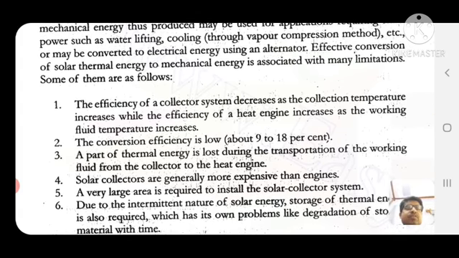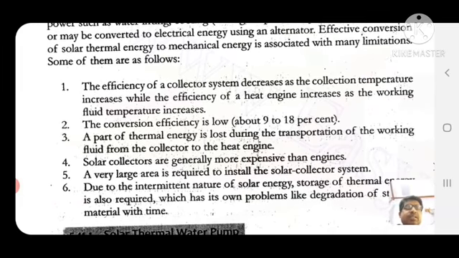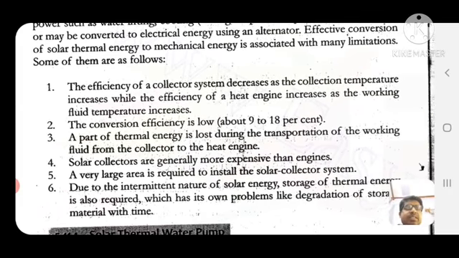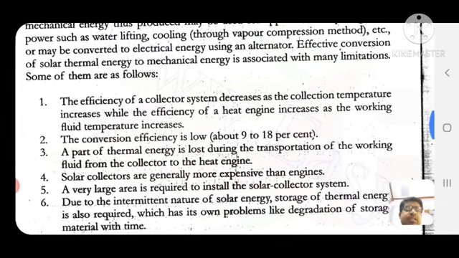Effective conversion of solar thermal energy to mechanical energy is associated with many limitations. The efficiency of a collector system decreases as the collection temperature increases, while the efficiency of a heat engine increases as the working fluid temperature increases. The conversion efficiency is low. A part of the thermal energy is lost during the transportation of the working fluid from the collector to the heat engine.